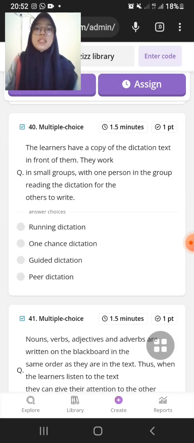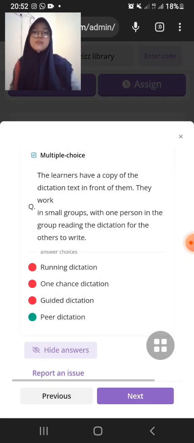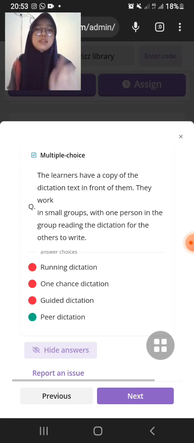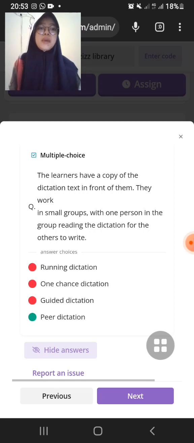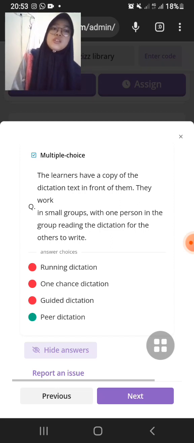Question number 40. The learners have a copy of the dictation text in front of them. They work in small groups, with one person in the group reading the dictation for the others to write. The answer is peer dictation. Because the meaning of peer dictation is, in the explanation, it may be turned into a competition in the following way: the learners work in pairs.